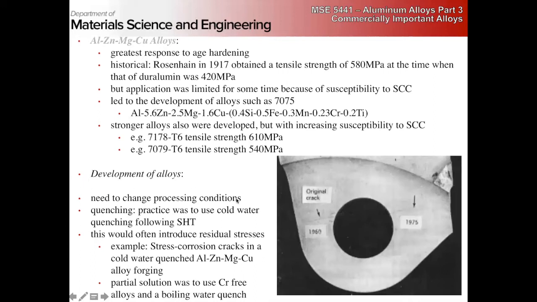So when we develop the alloys, we need to change processing conditions. The first thing was to eliminate the cold water quench, right? This would give a large degree of residual stress, which would make the finished product more susceptible to stress corrosion cracking because there was already a lot of stress there.